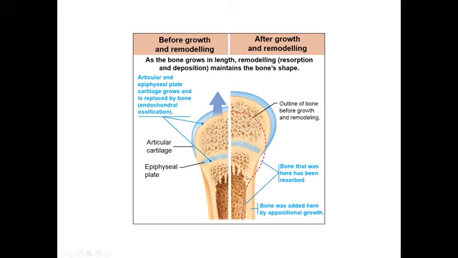Now, the opposite of bone growth happens when people are bedridden and they don't use their bone, or you've had a fracture and the bone gets immobilized. So bone gets reabsorbed and loses strength, and that's why we try and mobilize people as quickly as possible, because we don't want that to happen.